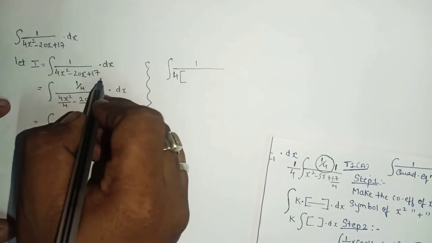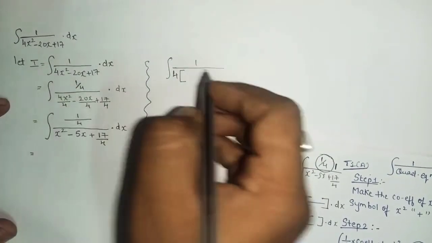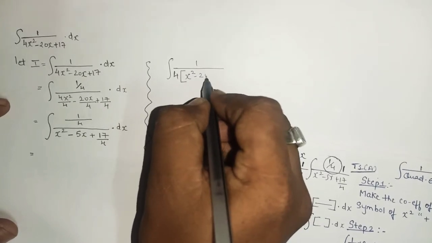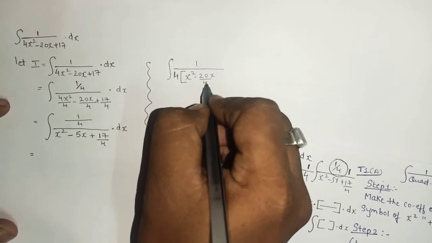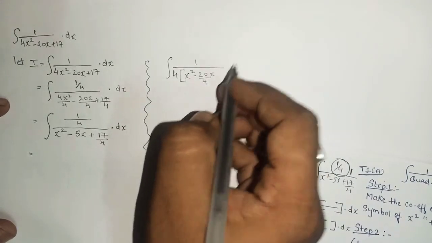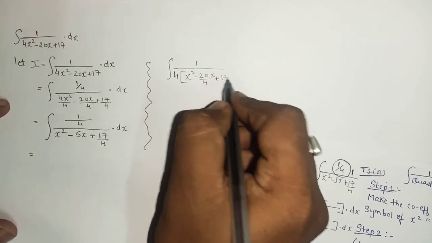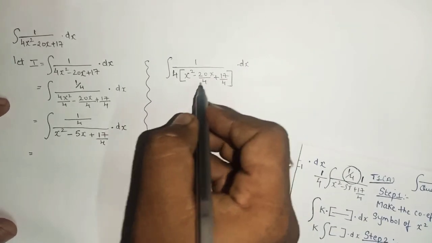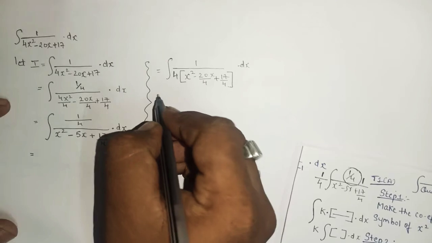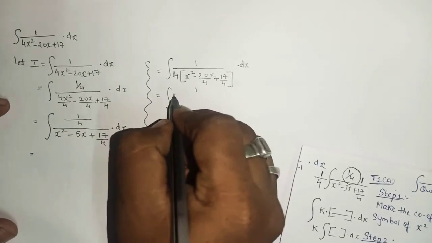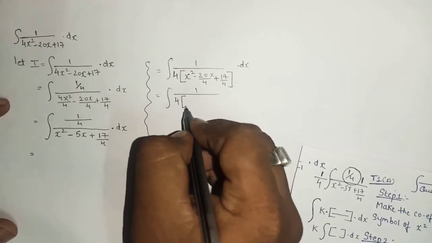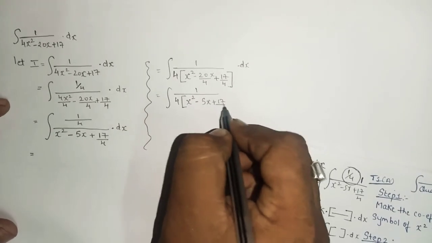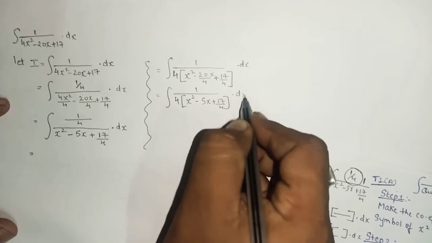When you bring 4 common, inside the bracket you will be left with x square upon 20x upon 4, as here 4 was not there, yes or no? And this will be 17 upon 4 into dx. Bracket open and see, you will get this step. After this, 1 upon 4 into x square minus 5x plus 17 upon 4 into dx.